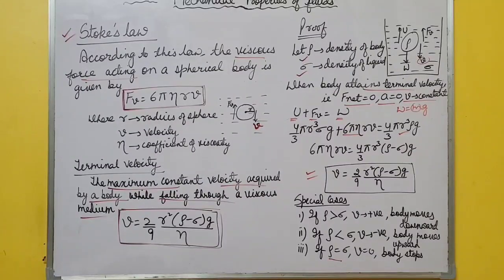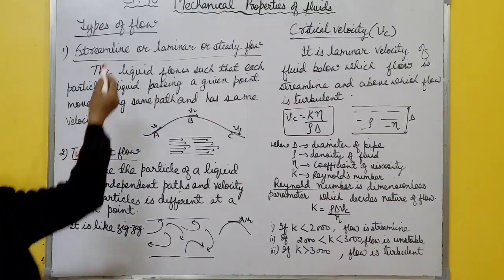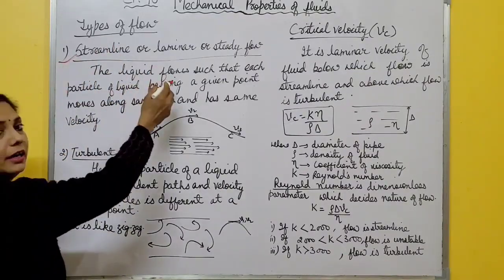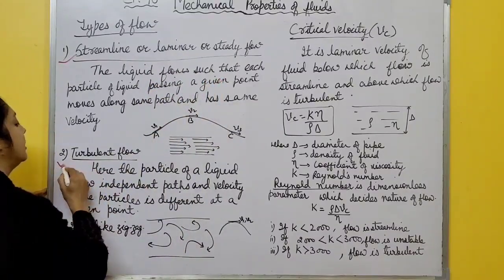Please take a screenshot of this one. After this we'll discuss the next topic, types of flow. There are two types of flow. One is streamline or laminar or steady flow, and another one is turbulent flow.